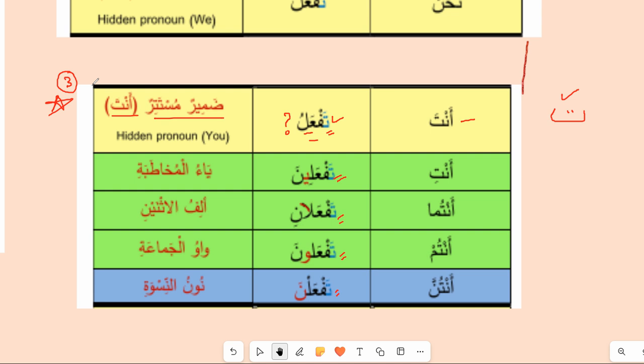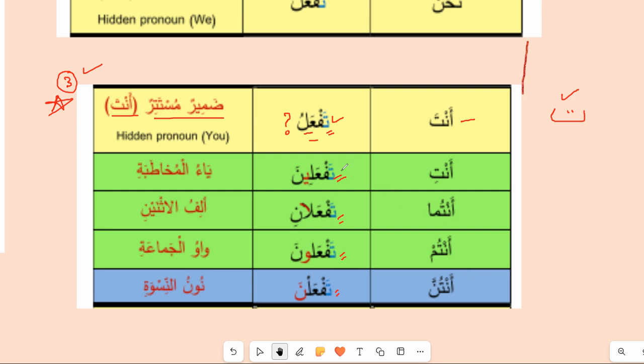Remember, let's revise. We have two hidden pronouns in the mutakallim group, from ana and nahnu, and now we have the third hidden pronoun from the mukhatib, that is from anta. So we have this third hidden pronoun, and for the rest of the four pronouns, you can clearly see the damir attached after the fail. So let's see.